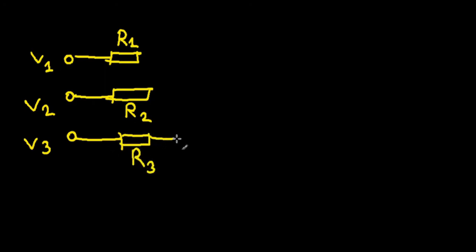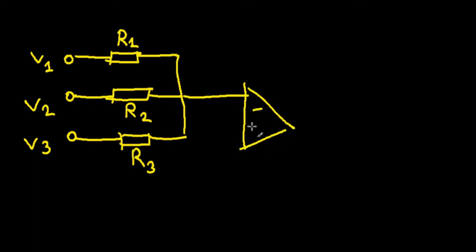So if you add in another branch, so this is V1, let's say this is V2, let's say this is V3. And you have your resistances. Now you're going to have to name them: you have R1, R2, R3. These are connected to your inverting input, and you have a positive here. You have your output, and you have your capacitance linked over here.